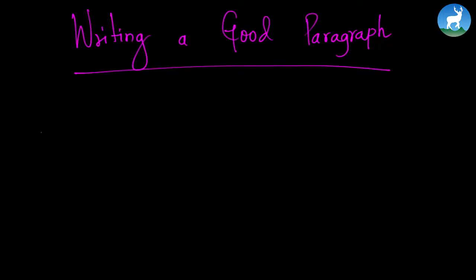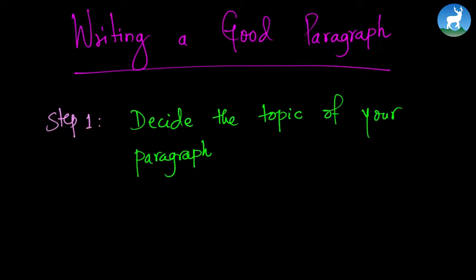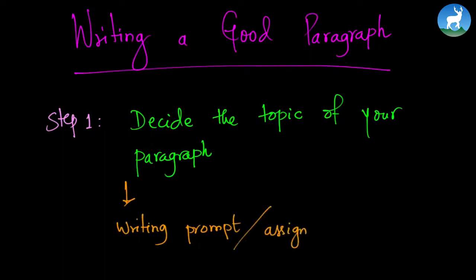The first step to writing a good paragraph is step number 1. You must decide the topic of your paragraph. First and foremost, decide the topic of the paragraph. Before you can begin writing, you need to know what you're writing about. First, look at the writing prompt. A writing prompt is nothing but a list of ideas, right? So look at the writing prompt, or maybe it is an assignment topic. Look at that assignment topic.